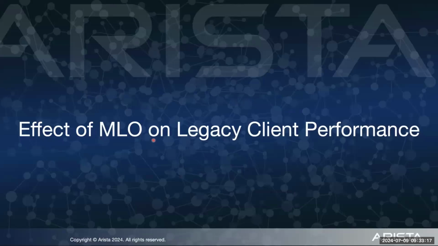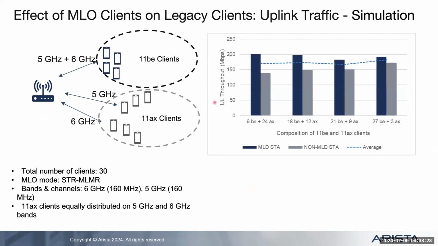Moving on to the effect of MLO on legacy client performance. In this test, we have a total of 30 clients, and the MLO mode configured is STR MLMR, with both 5 and 6 gigahertz operating at 160 megahertz, and 11 AX clients equally distributed in the 5 and 6 gigahertz bands. We know initially we are going to be in this phase, and over the next couple of years we will be here.